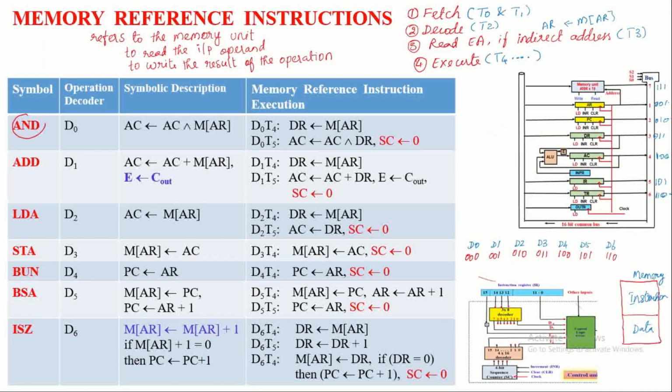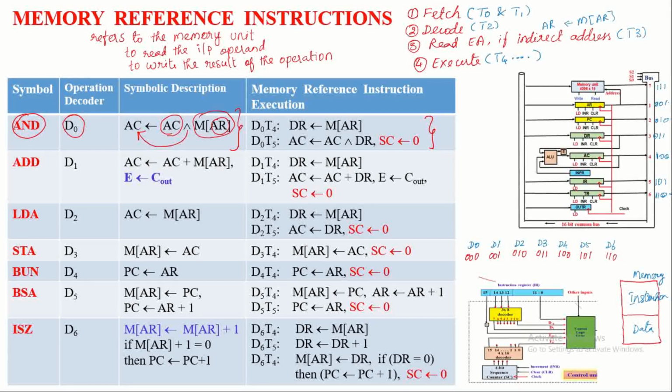Let us now discuss the AND operation, which is performed when the D0 output of the decoder is active. This AND logic operation is performed by taking one operand from the accumulator and another operand from the memory unit whose address is pointed by the address register. After performing the AND logic operation, the result is loaded into the accumulator. This is done by performing two micro operations in two clock signals.